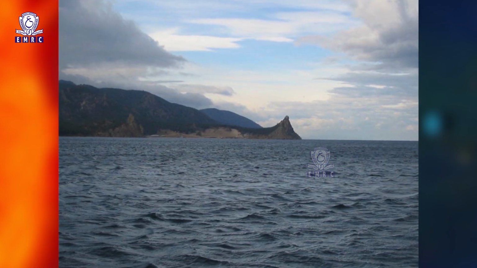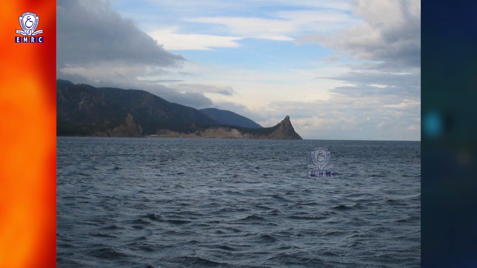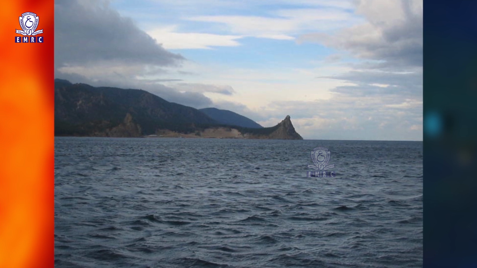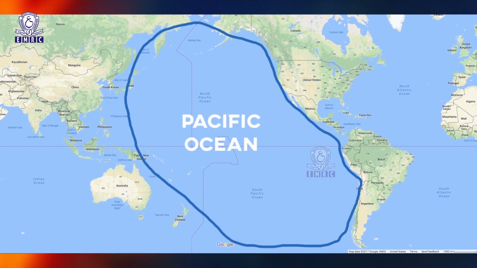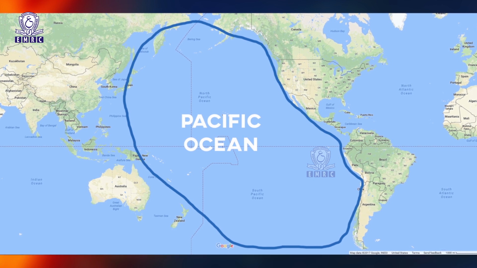The total body of water on the Earth, that is oceans and seas, is known as the hydrosphere. Oceans are the major part of the hydrosphere. The boundaries of each ocean are largely defined by the continents that border them. The Pacific Ocean is the largest ocean.